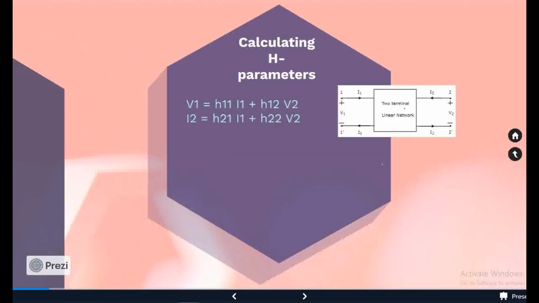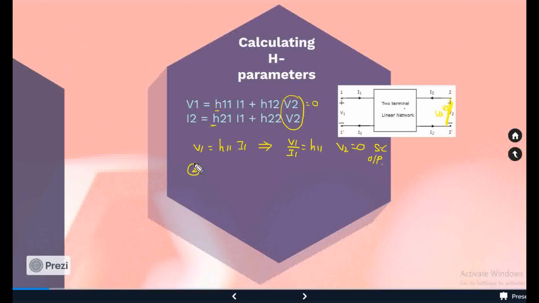The calculation of the H parameters. Here the H parameters H11 and H21 are calculated by making V2 equal to 0. Making V2 equal to 0 is nothing but making the output a short circuit. With the output short circuited, we represent V1 equal to H11 I1. This is further expressed as V1 by I1 equal to H11, where we are keeping V2 as 0, nothing but the output short circuited.